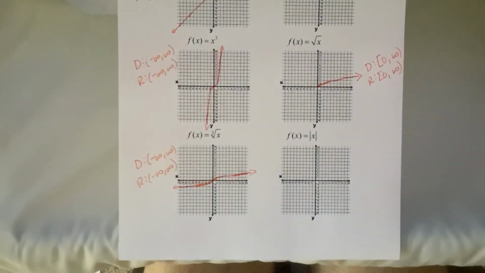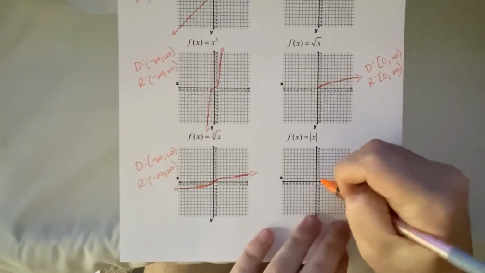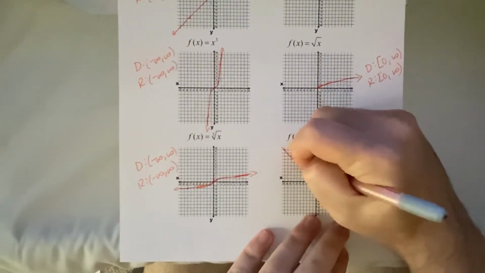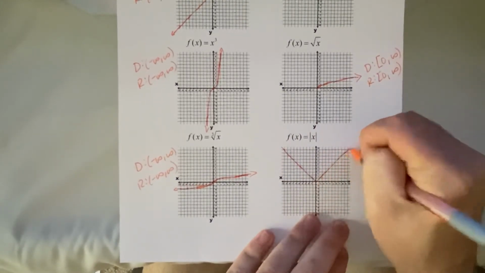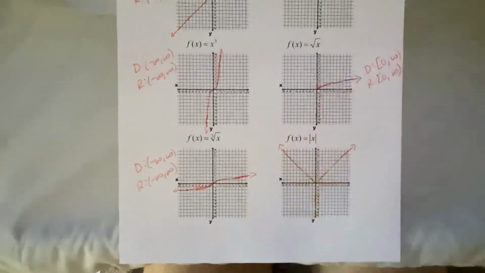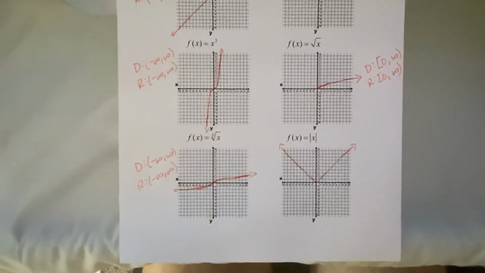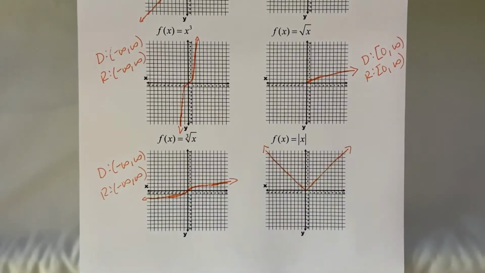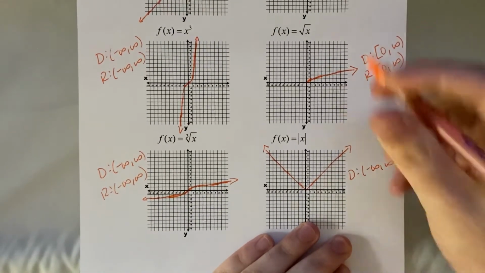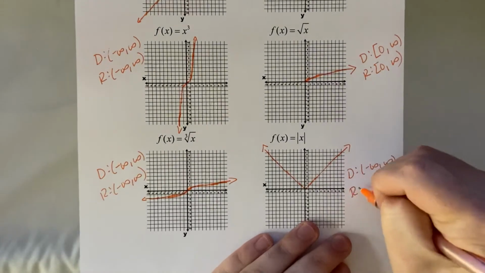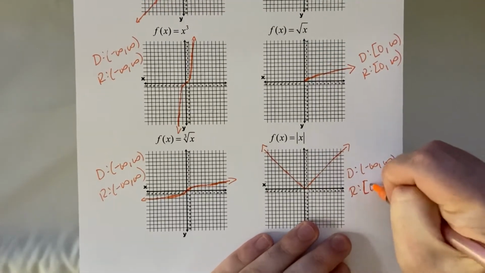These look kind of like a V shape, going through the origin, because remember, what does absolute value do? It changes any negative numbers to positives, but it doesn't do anything to positive numbers. So our domain here is negative infinity to infinity, but just like x squared, the range is only 0 to infinity.